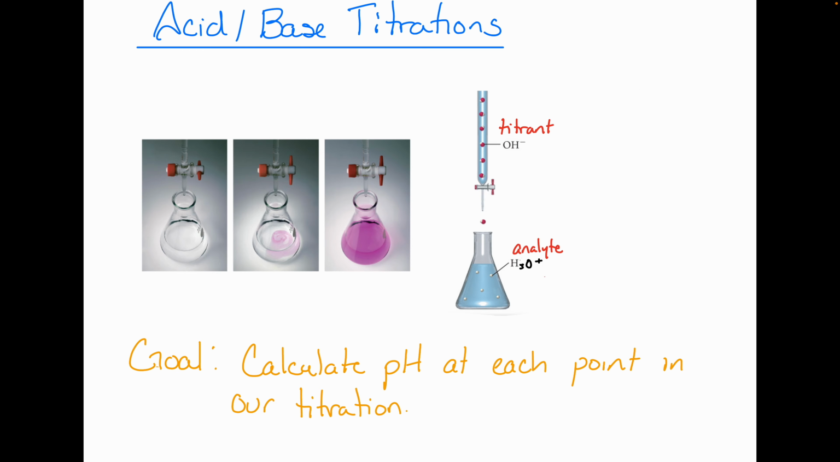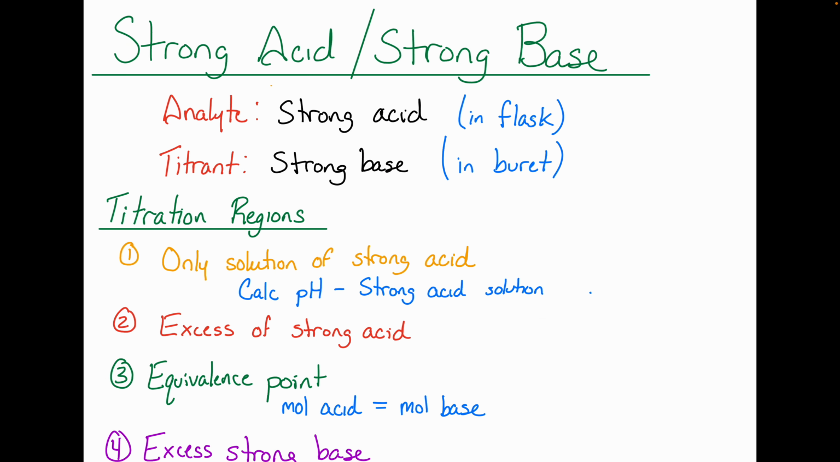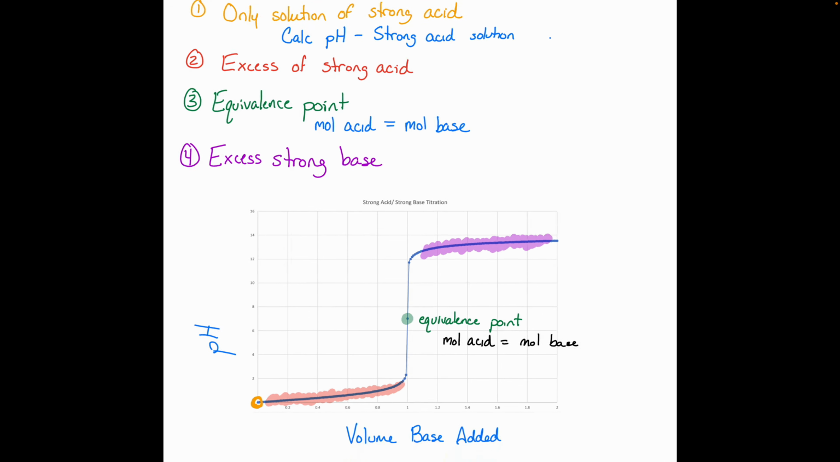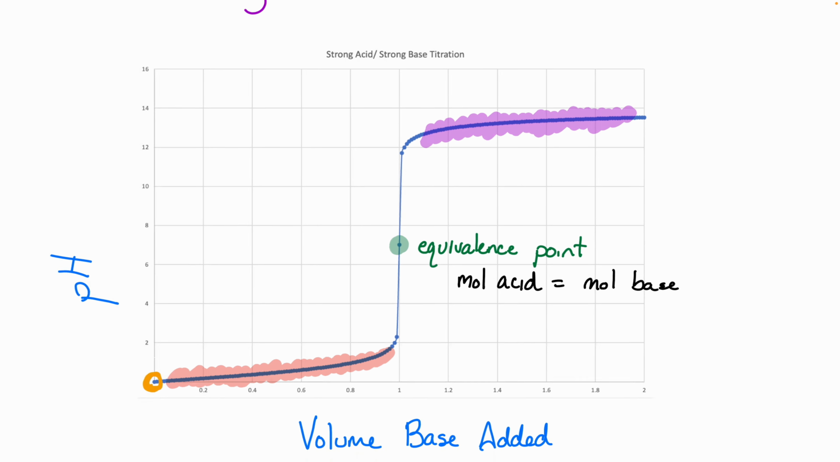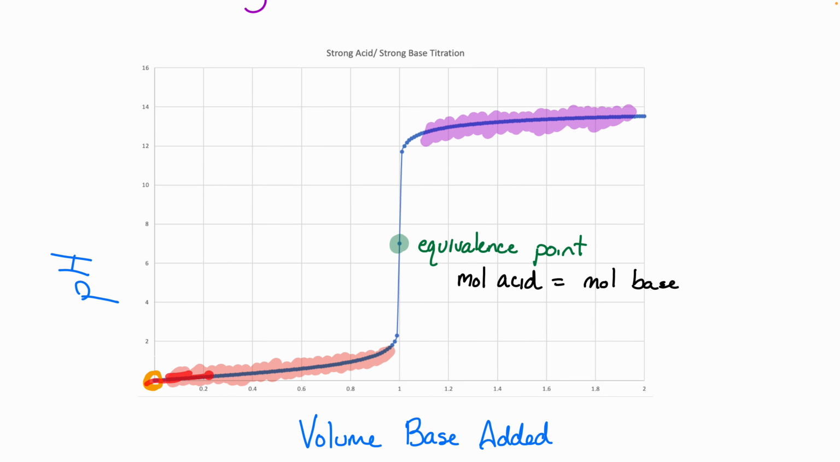Okay, and so what we started out with today is a strong acid, strong base titration. So our analyte in our flask is that strong acid. We're going to titrate in that strong base, and we get a curve that looks something like this. Our pH starts out really low. It starts to increase as we add base very slowly, and then it shoots up through this vertical region here. The midpoint of that vertical region is our equivalence point. You can see it's at a pH of 7 right here. That is when the moles of acid are equal to the moles of base.